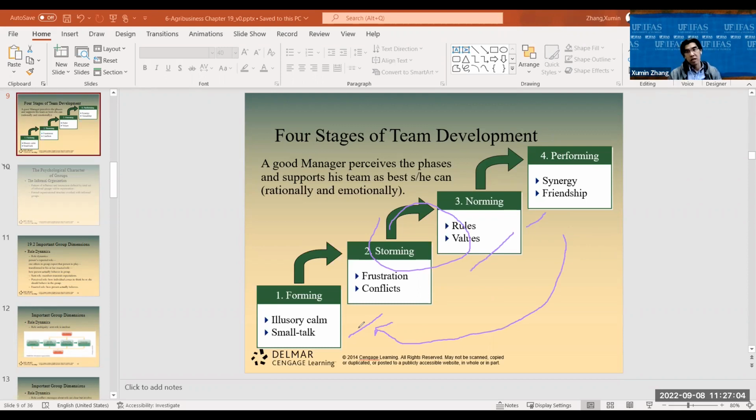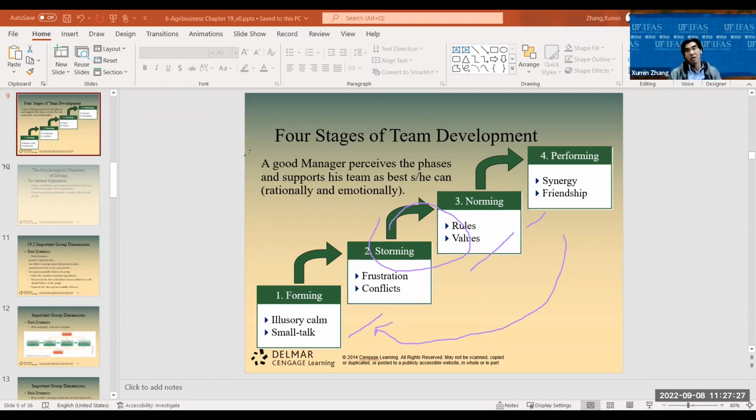So for example, in a project management project team, one third will become a performing team. One third will become a normal team, handling somewhere in the storming or norming stage. And then one third will be like a disaster.